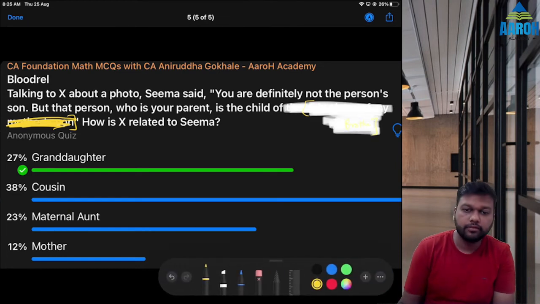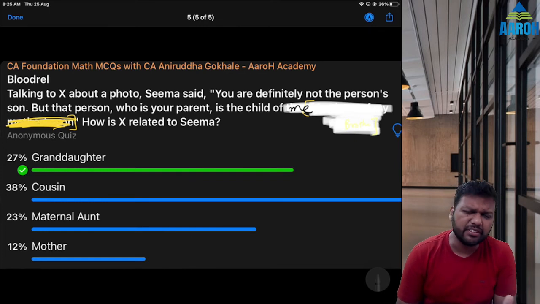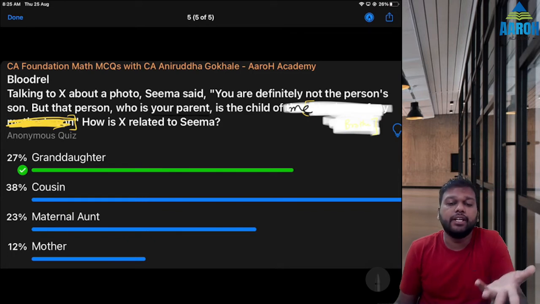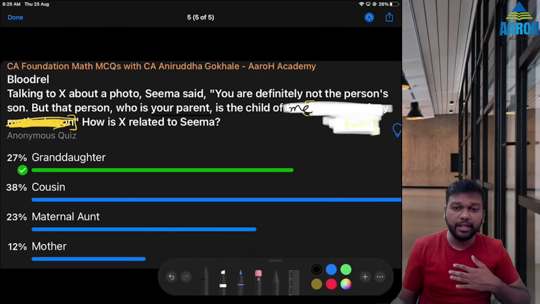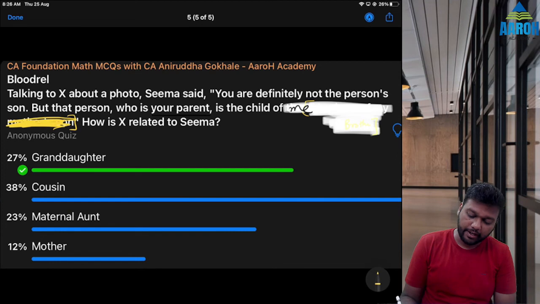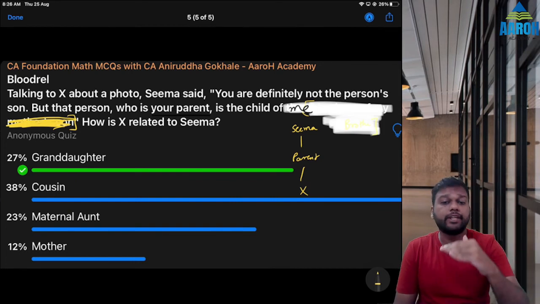Fine. Okay. They are saying you are definitely not the person's son. That is a different sentence. So let's ignore that for now. But that person in photo who is your parent is child of me, is my child. So she is saying your parent is my child. Your parent is my child. So that X, his parent, is Seema's child. Right. That means X is Seema's grandchild.